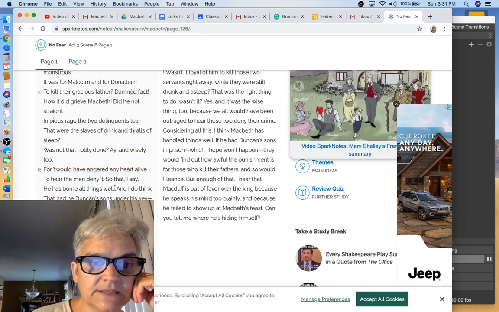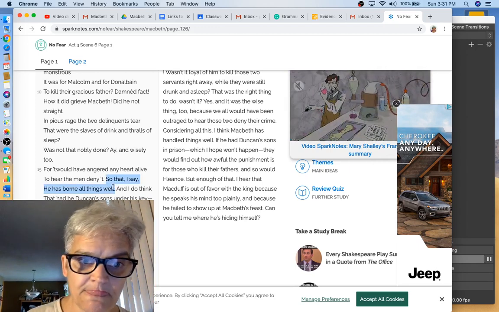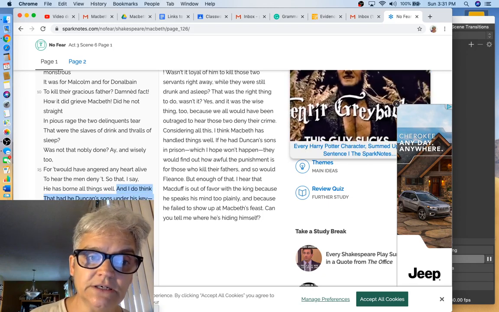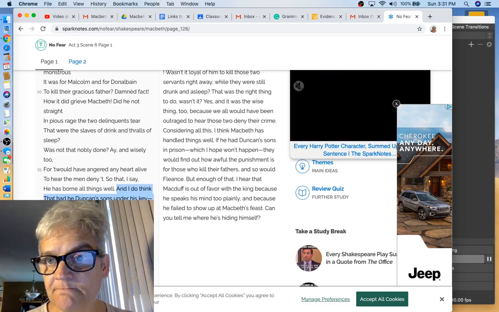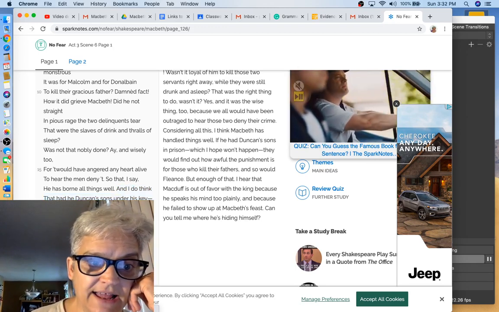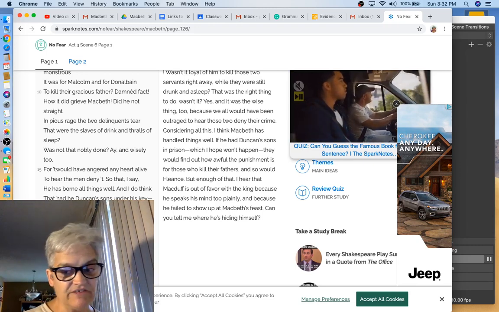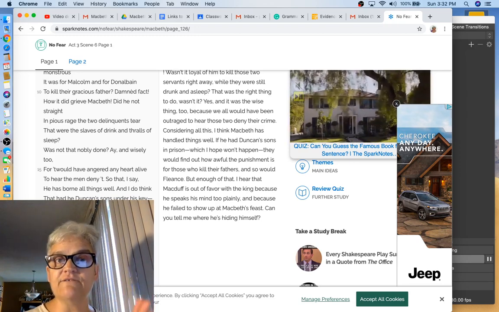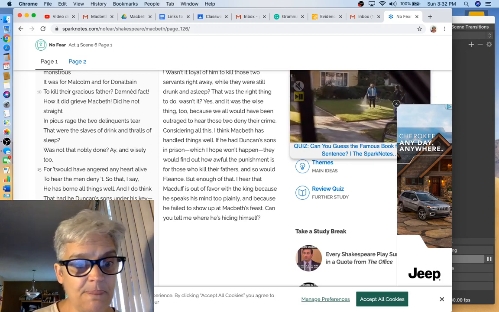"So that I say, he has borne all things well." He's done everything right to this point. "And I do think that had he Duncan's sons under his key, and pleased heaven he should not, they should find what 'twere to kill a father." They too would be dead. And of course he throws in, "and please heaven he shall not." So even though he's being very sarcastic, he's also being very straight up about who he supports. I pray to God Malcolm and Donalbain never end up under Macbeth's keys, because they would be put to death.